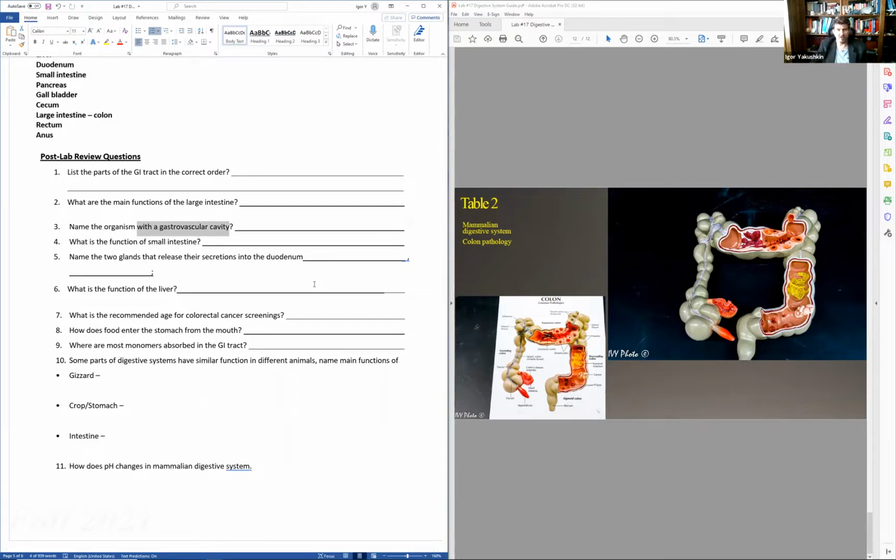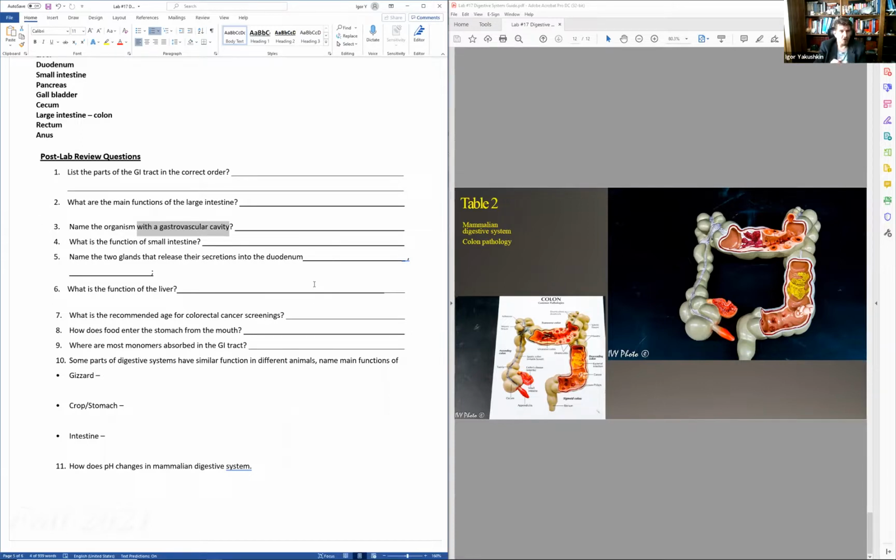What is the function of the small intestine? Two major functions. Most of the digestion occurs in the small intestine, and most of the absorption of nutrients occurs in the small intestine. So digestion and absorption. Name two glands that release the secretion into a duodenum. That would be the liver and pancreas.